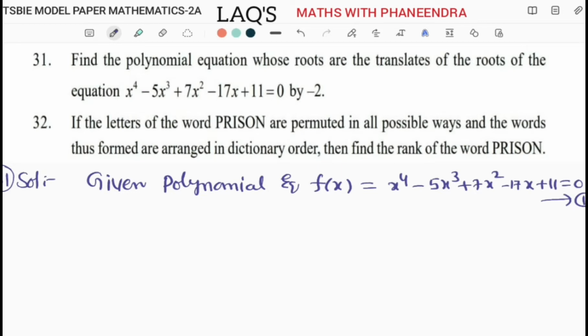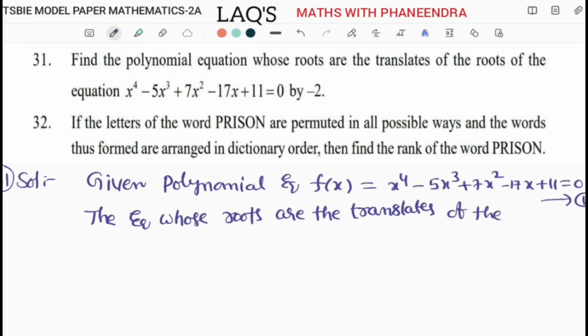Next, f of x equal to 0 now. Here the equation whose roots are the translates of the roots of f of x equal to 0 by minus 2 is, so whenever it is minus 2, f of x plus 2 equal to 0.